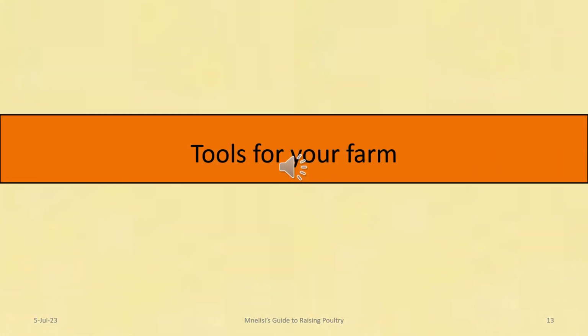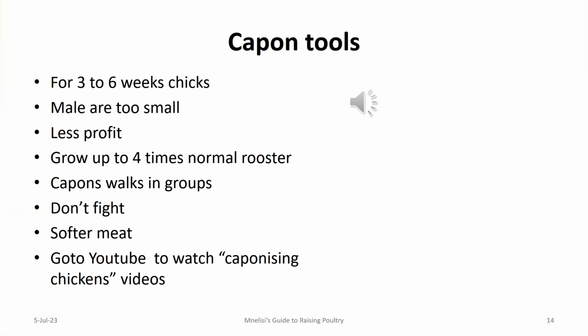Now, let us look at the tools that you will need for your farm. The Capon tool. This tool is used to castrate a small rooster. This must happen when the cockerel is between 3 and 6 weeks. Why would you need to do this?